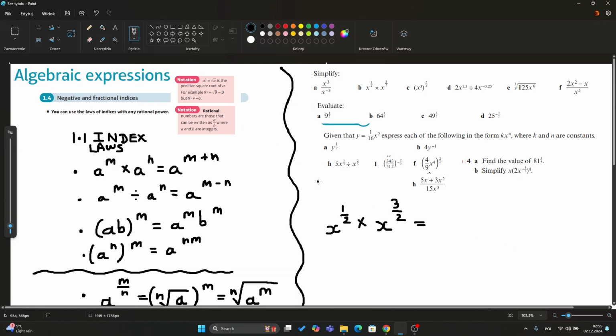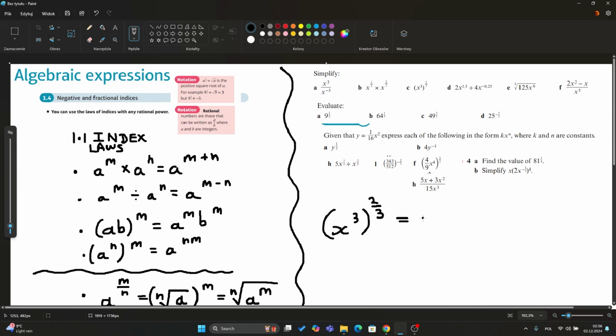Now we have another one where we have the multiplication rule, and what we do here is if they have the same bases, we add the powers together. So adding them together gives us 4 over 2, which is 2. So that means that this is x squared.